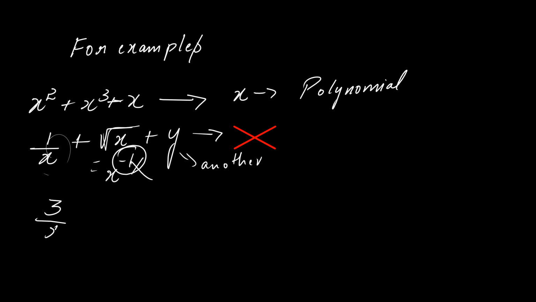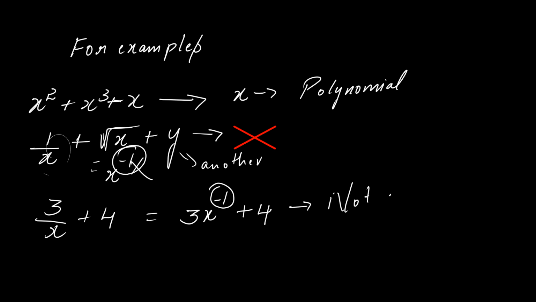And let's go to the third example. 3 by x plus 4. Here 3 by x is a fraction. So how will you write 3 by x? 3 x to the power -1 plus 4. Here the -1 is not a whole number, so this is not a polynomial. We have only one variable, that is x, but -1 is not a whole number. So this is not a polynomial. Hope you understood what a polynomial is now.